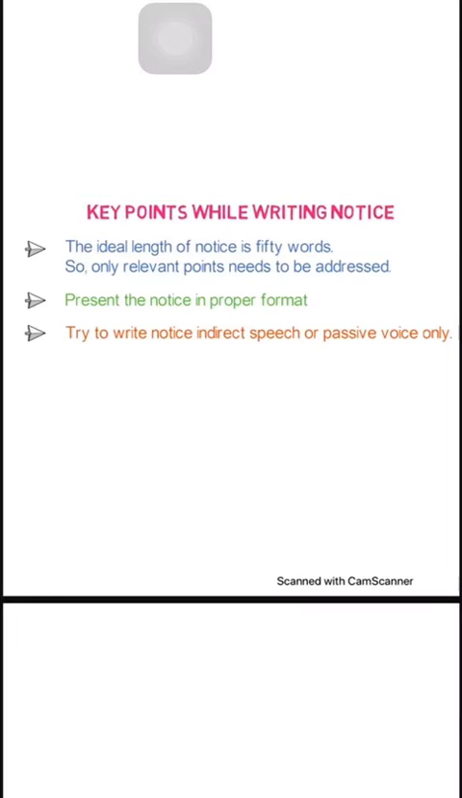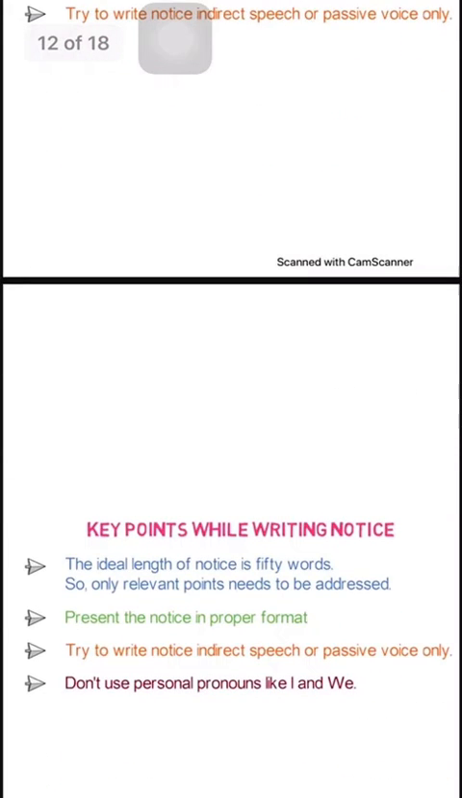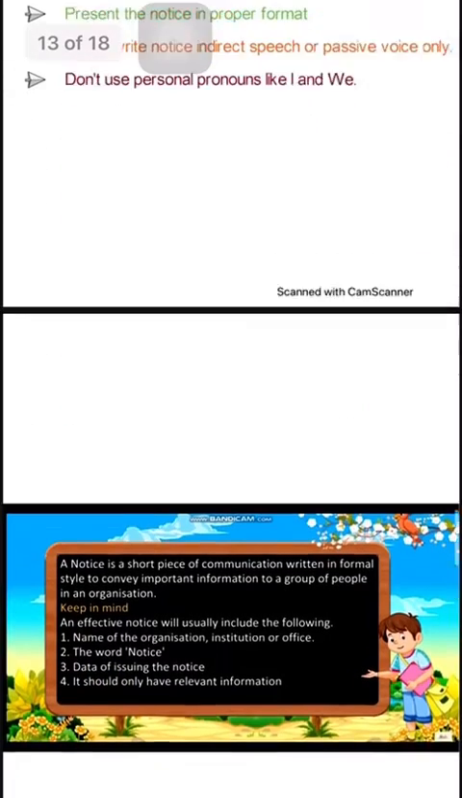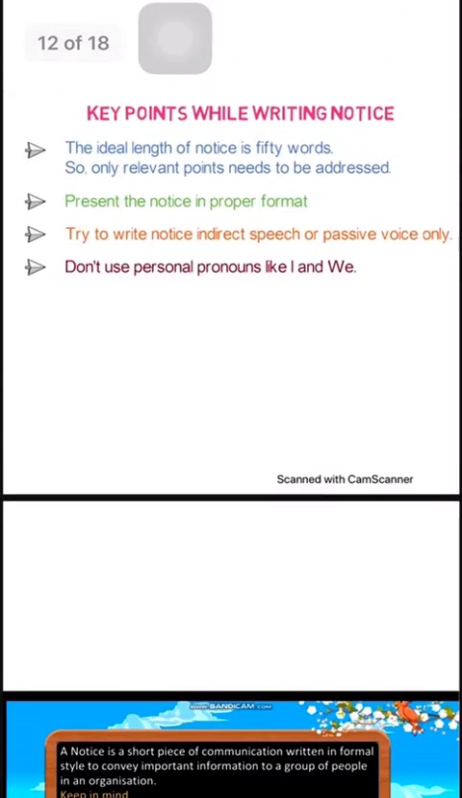Yes, this is important: don't just write whatever is being written in the question. Write it in the indirect or the passive voice only. Then, what are the key points while writing that I have told you? Yes, one more is there. Don't use personal pronouns. Now here, as in the diary entry, we had to use the first personal pronouns, that is I and we, but in notice writing we don't have to use personal pronouns. That means I and we are ignored, avoided.